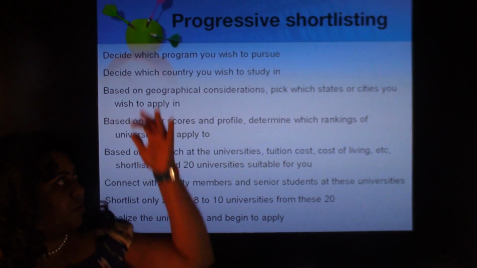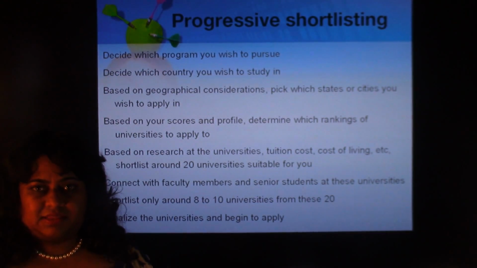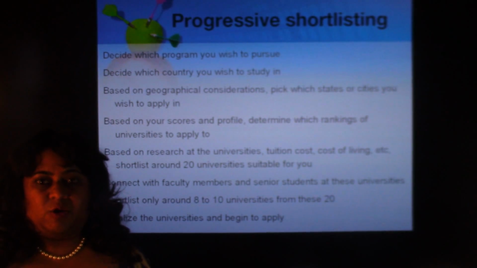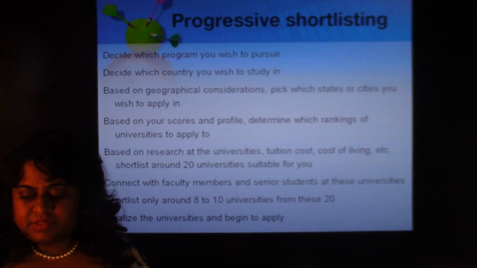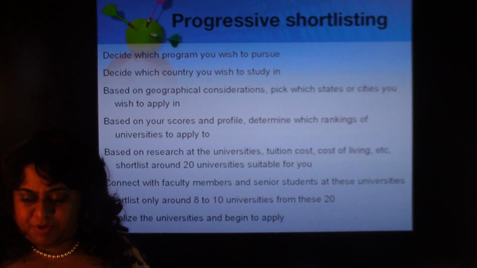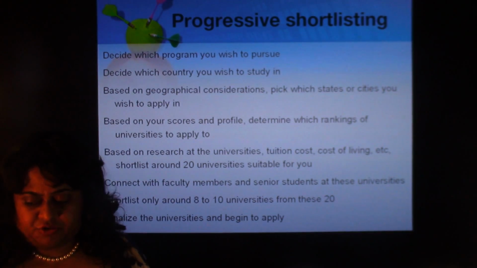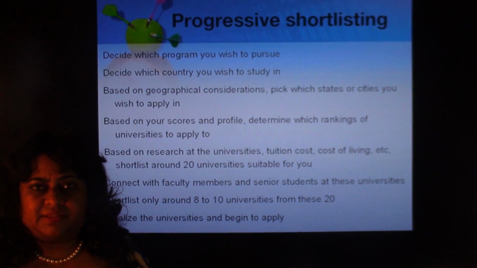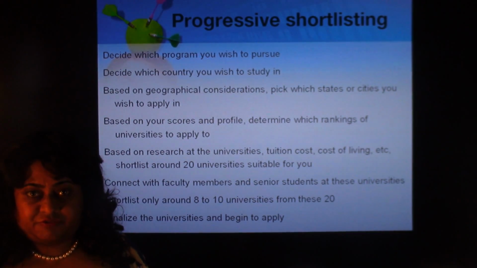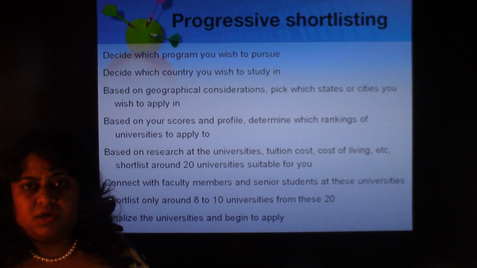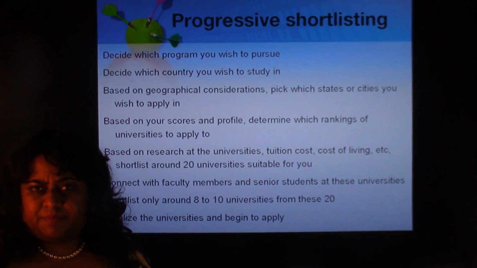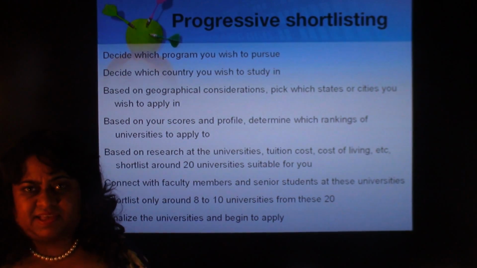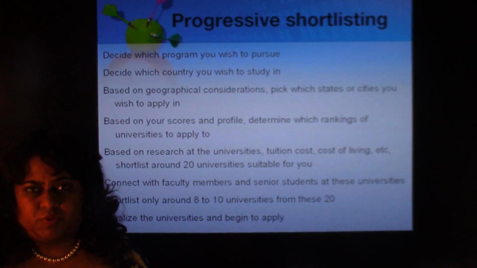Now we're going to talk about progressive shortlisting. Now that you know all these parameters and all that universities look for, decide which program you want to pursue. Decide which country you wish to study in. Whether you want to go to UK, US, Canada, Australia, Singapore, Germany, decide where you want to go. After you've decided which program you want to pursue, that is MS in computer science or MBA or MIS or a PhD, first decide that. Then you decide which country you want to go to.